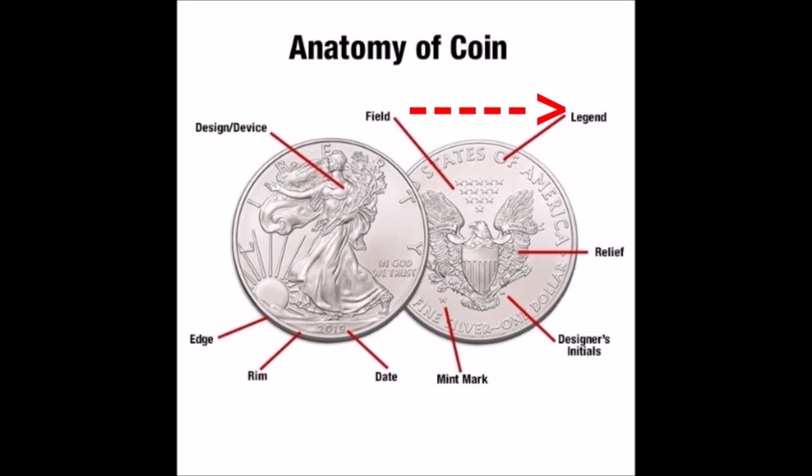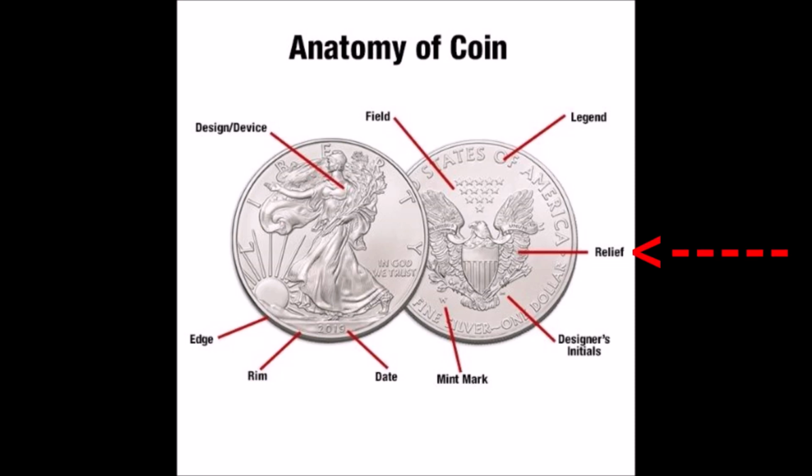The legend of the coin is the principal inscription or lettering on the coin. Many of you know what the mint mark is, but just to touch on that, the mint mark can be in varying locations on different denominations or types of coins, but it is a small letter or symbol on the coin, and this identifies where the coin was produced.